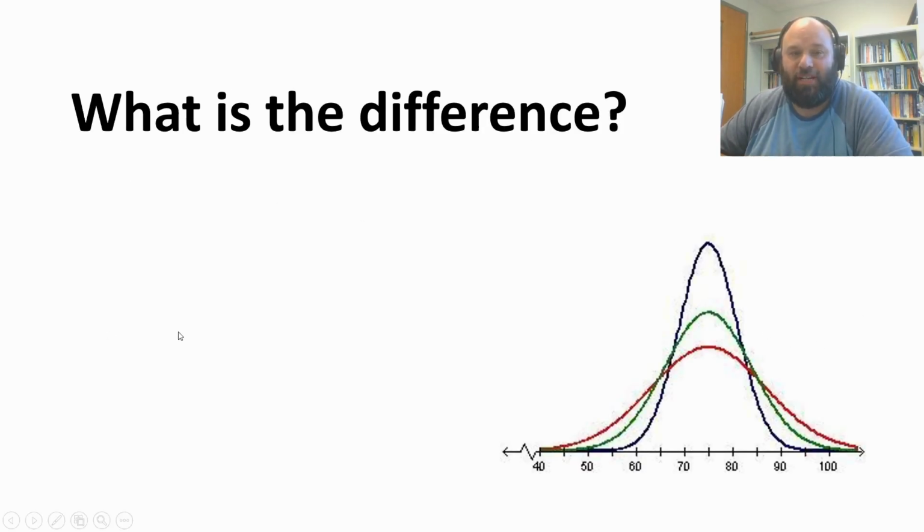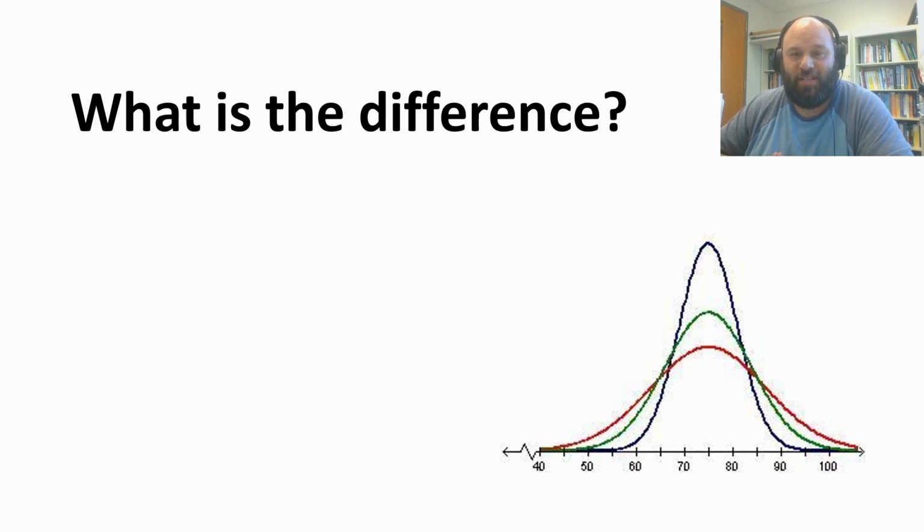So let's just take a look at these three distributions. They're all symmetric and they all have the same mean. But can you see the difference? I think it's pretty clear. The red distribution is spread out more. The green distribution is a little tighter. The blue distribution is the tightest. This is what we mean by measures of spread.